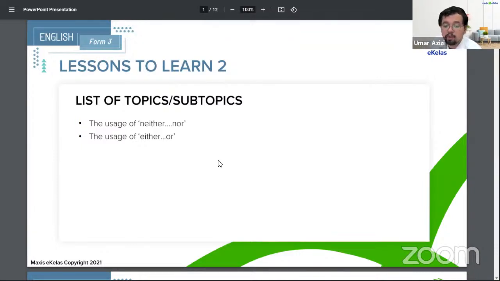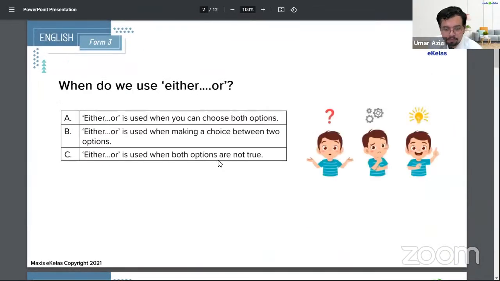We're going to go through the usage of neither and nor, and also either or. So it's neither nor, either or. If it doesn't make sense, it's okay. We'll get to it in just a bit. So let's go. So when do we use either or?